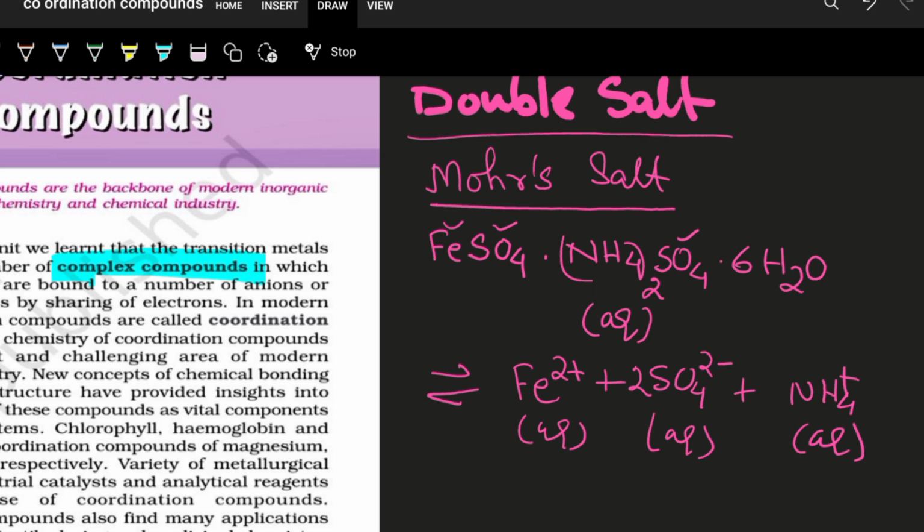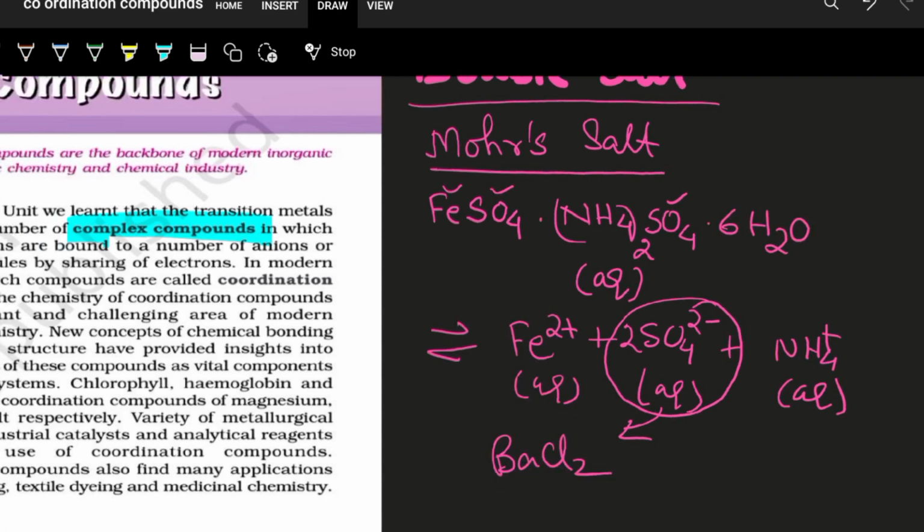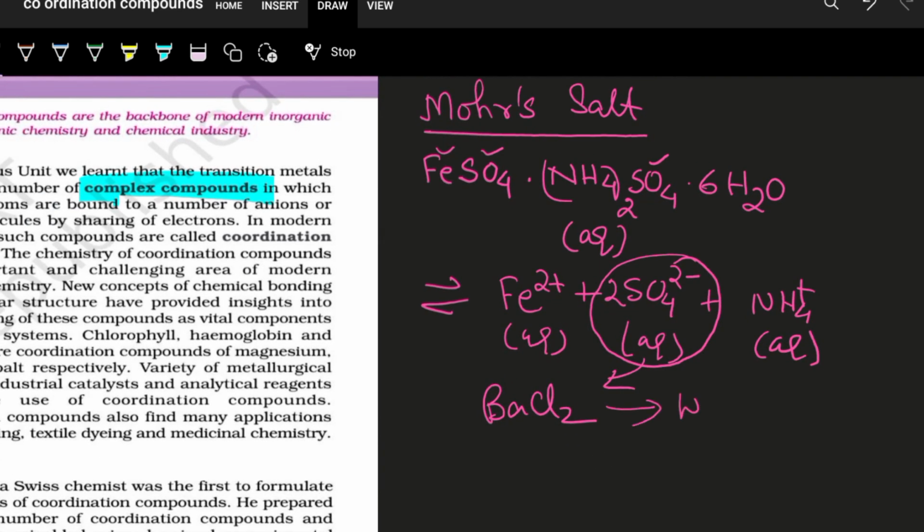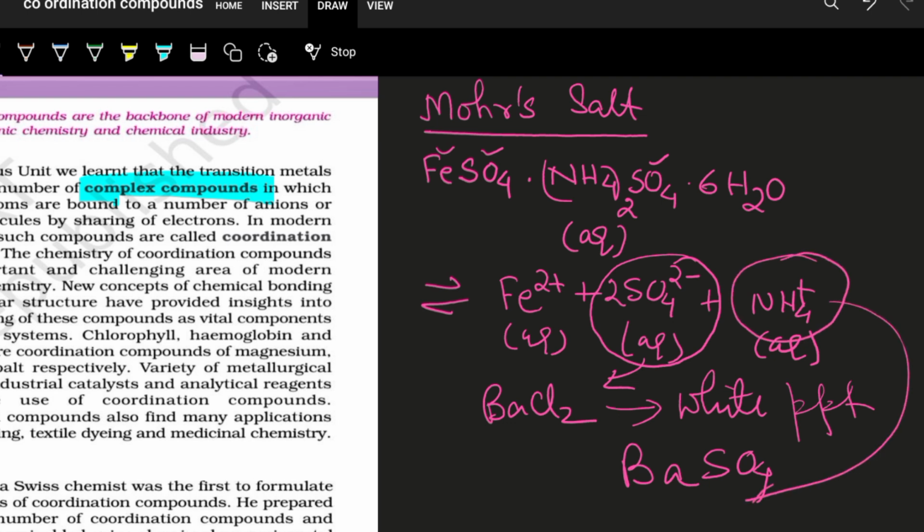You must keep in mind that since a double salt has all these ions, you can test for the presence of these ions in it. If you want to test for sulfate, you can use the barium chloride test or the lead acetate test. If you use barium chloride, you will get a white precipitate corresponding to barium sulfate, BaSO4.